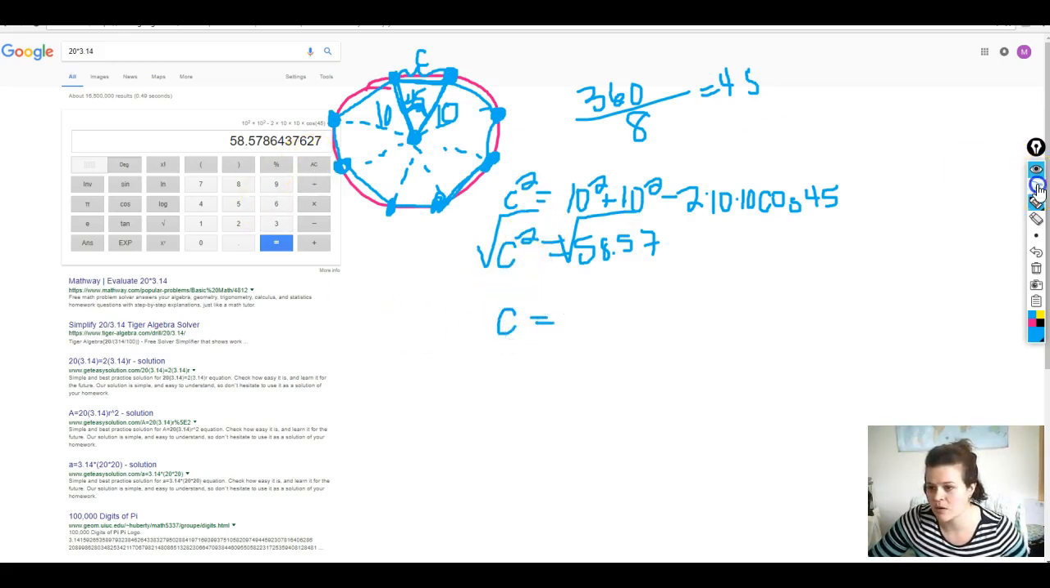That's going to equal, let's take our square root of 58.5786. That's equal to 7.65.